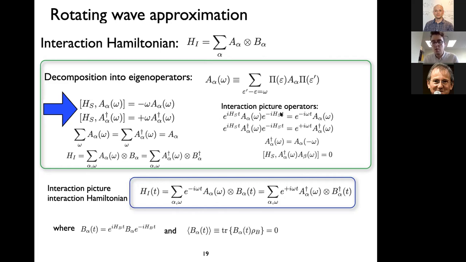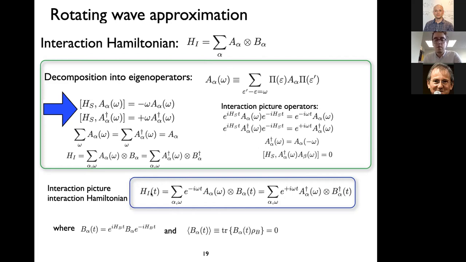So one of the ways that you can show this explicitly is by using the so-called Baker-Hausdorff theorem, which basically allows you to expand terms of this form, and then you can use this commutator property, this eigenoperator relation, to show that this is the case. Okay, so we've now performed the interaction picture transformation on our interaction Hamiltonian using these eigenoperators.